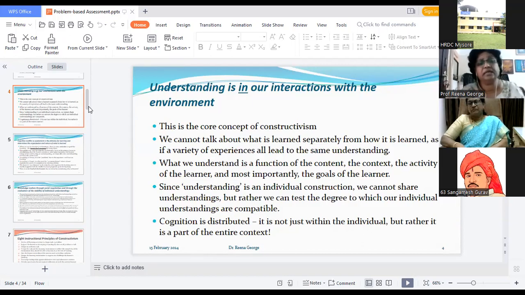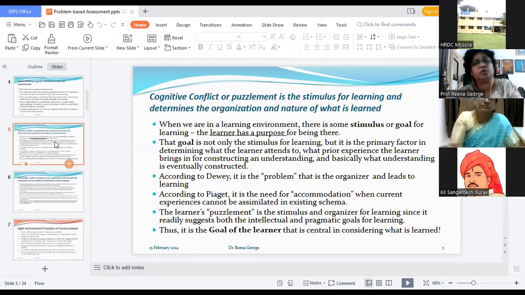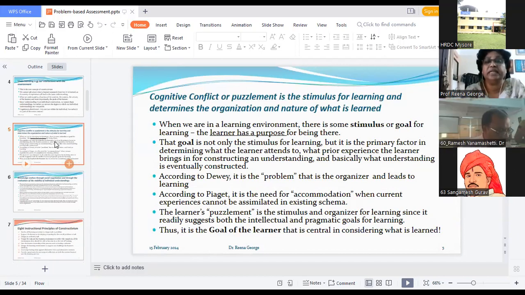So this is one proposition of constructivism. And from constructivism, I want you to go to problem-based learning. Now, the second one is cognitive conflict or puzzlement. It is a stimulus for learning and determines the organization and nature of what is learned.